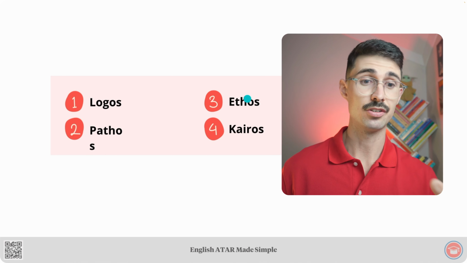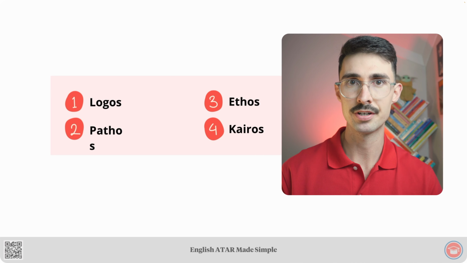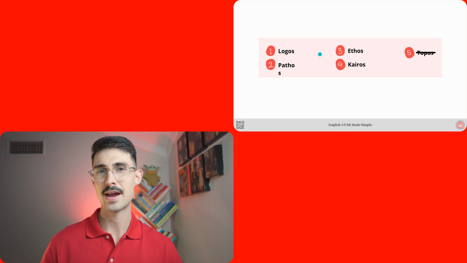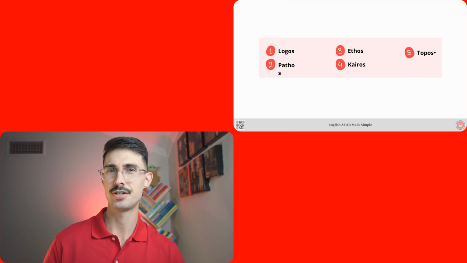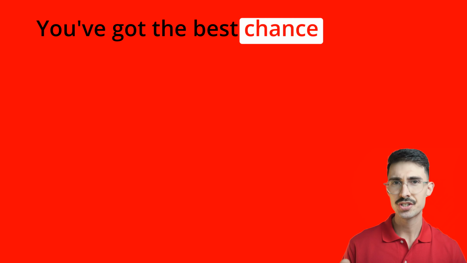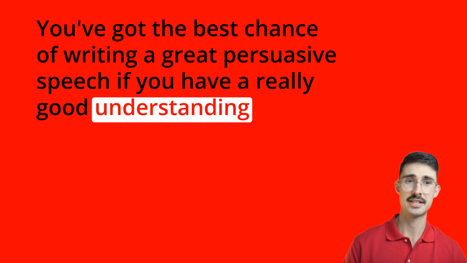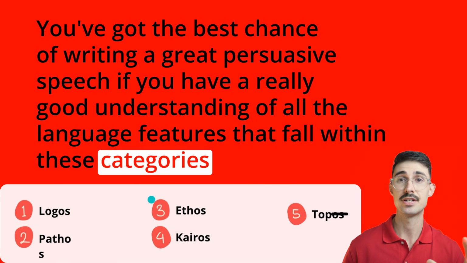So that leaves logos, pathos, ethos, and kairos as our remaining components that we're going to focus on in this lesson. I'm hoping these 4 remaining components sound similar, and that is because each one constitutes its own subsection in the Language Features Bible. You've got the best chance of writing a great persuasive speech if you have a really good understanding of all the language features that fall within these categories of rhetoric.